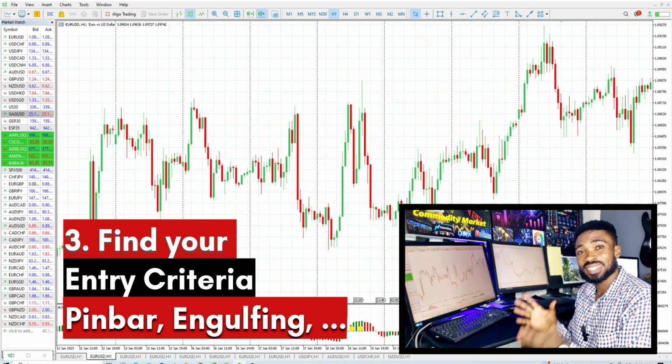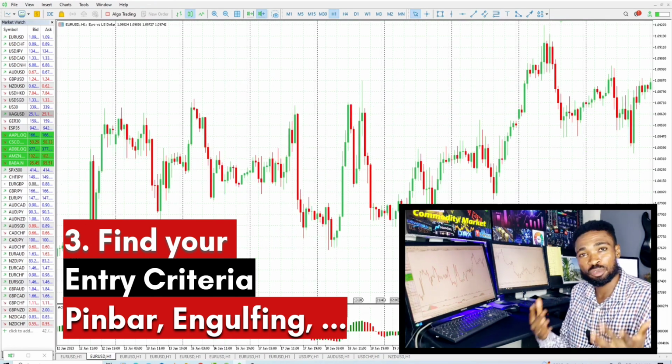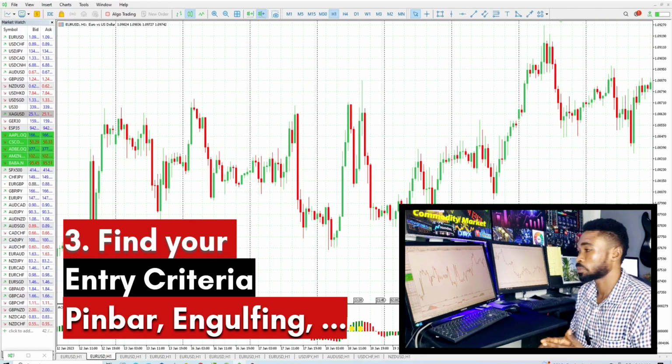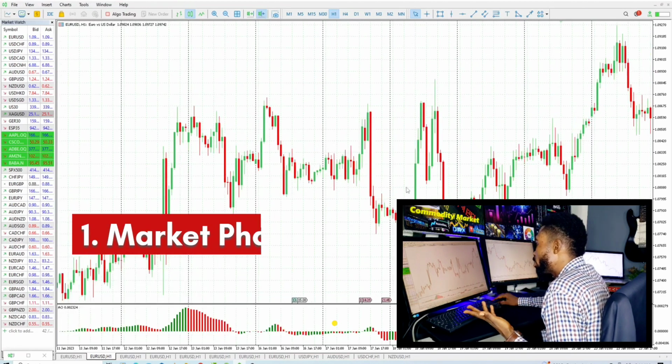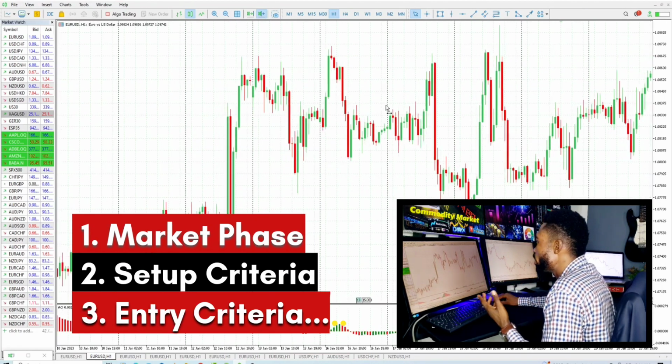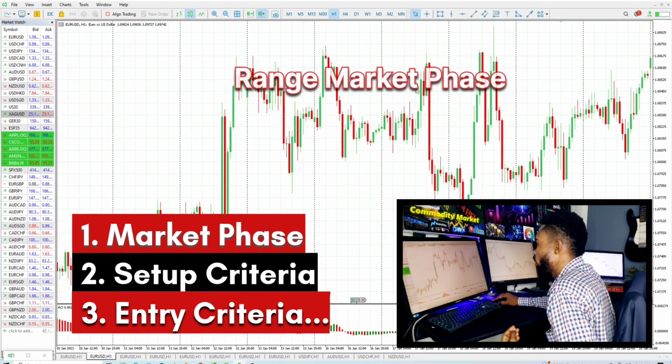So now let's see more examples on the chart so that you become very comfortable with it. When you open the chart, you must first ask yourself what phase the market is in. You notice the market is going sideways at this particular moment. The market is going sideways.